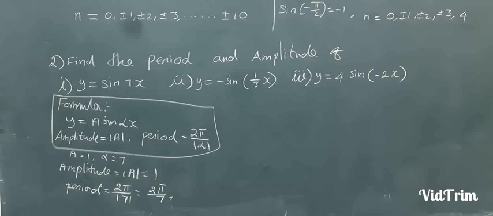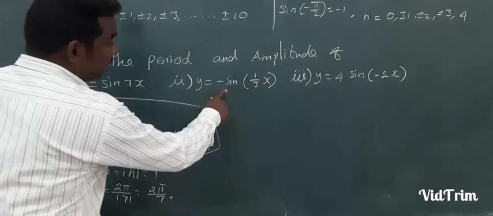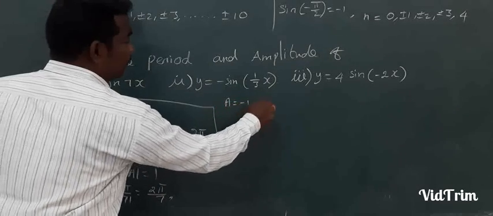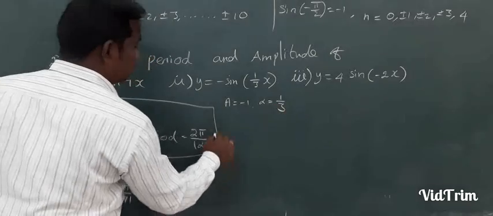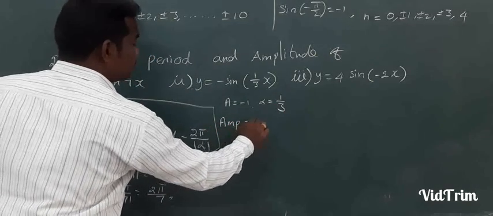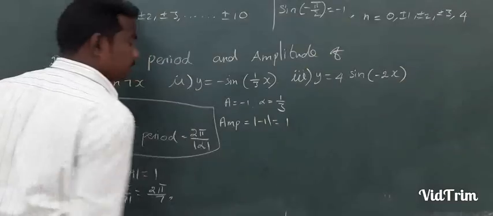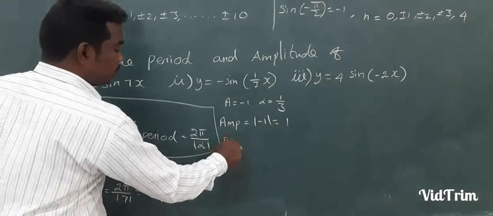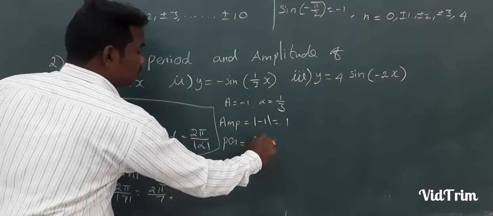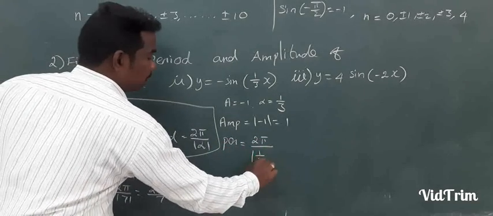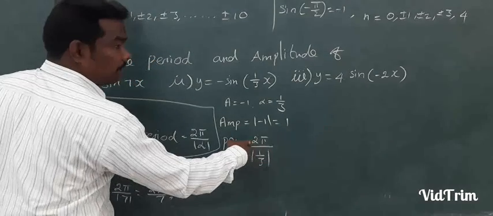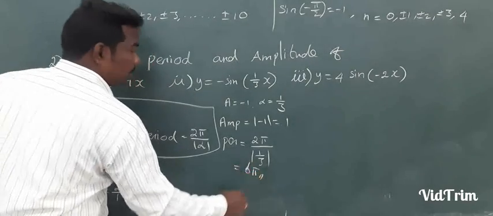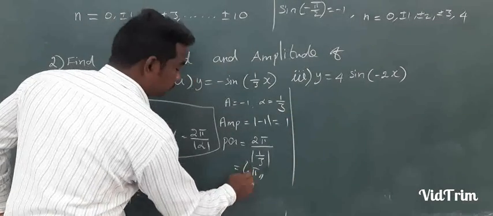And look at the next one: y is equal to minus sine of x by 3. So here a is equal to minus 1 and alpha is equal to 1 by 3. So the amplitude is modulus of minus 1, which is plus 1. And the period is equal to 2 pi by modulus of 1 by 3. If you take the modulus value, 3 will go to the numerator, that is 6 pi.